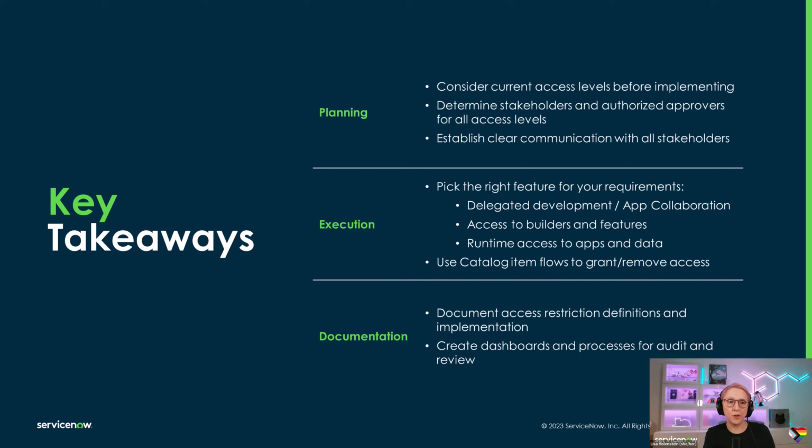Execution, pick the right features for your requirements. Remember that you can layer them, you can combine them into a feature in an access set. And then make sure to use catalog items and groups to manage this access. So grant and remove roles as needed. This will make your life so much easier than going in manually and adding them person by person. Lastly, documentation as always. Make sure to document the access restriction definitions and their implementation. Create dashboards and processes to audit and review those permissions.